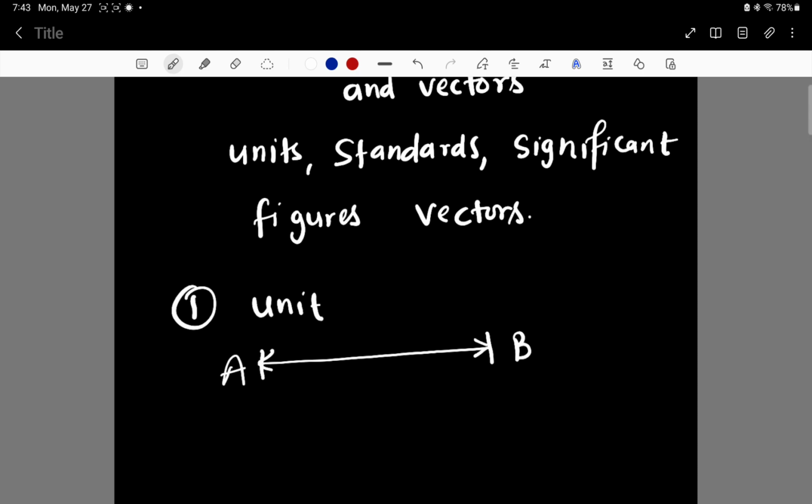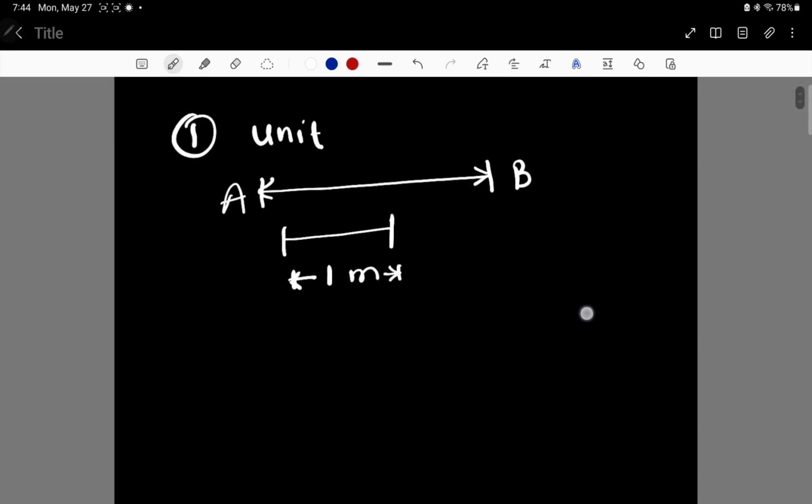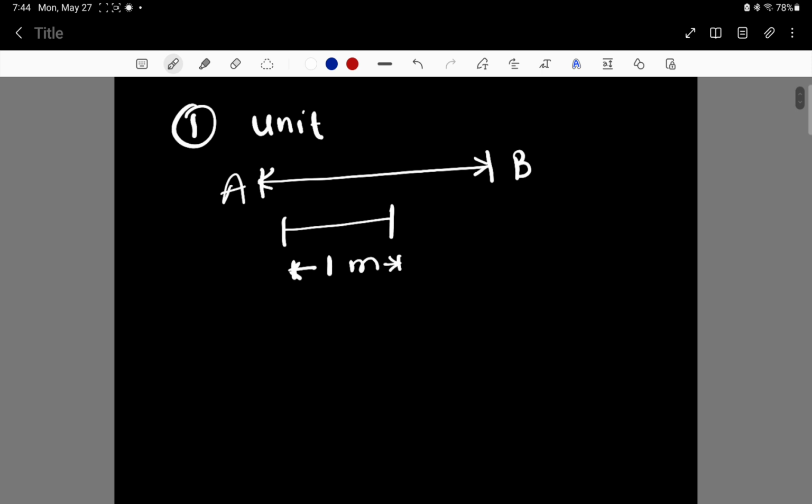Okay, so we discovered some unit which we call meter. Suppose that this is 1 meter, right? So 1 meter is defined. You can read the definition of the 1 meter, what is 1 meter, from your textbook. I'm not going into details of those stories, so I will just talk about the SI units, which is the standard international system of units.